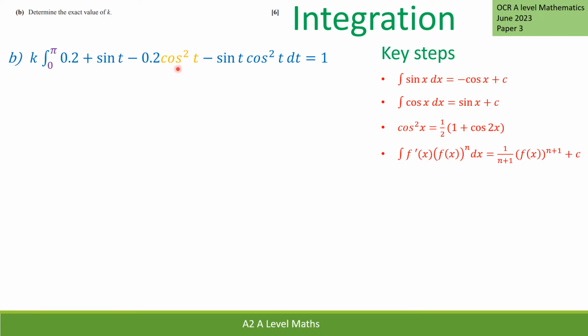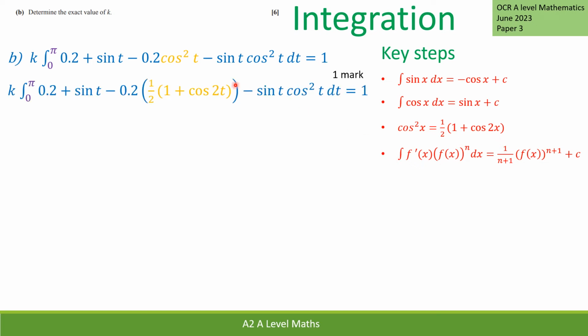Now cos squared t, we can use the double angle formula to help us integrate. So cos squared of x is the same as half of 1 plus cos 2x. So I can write cos squared of t to be a half of 1 plus cos 2t. So I'm just going to replace this section here with the half of 1 plus cos 2t. I can then multiply 0.2 times by a half, and half of 0.2 is 0.1. So I've got minus 0.1 times 1 is minus 0.1.